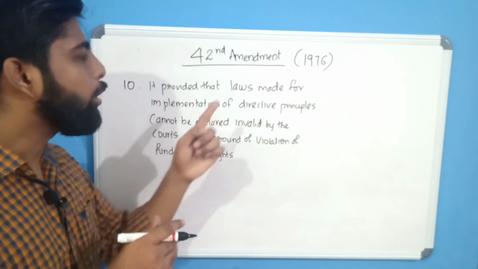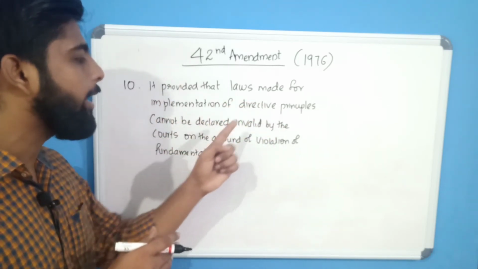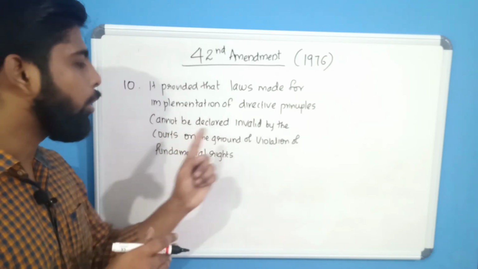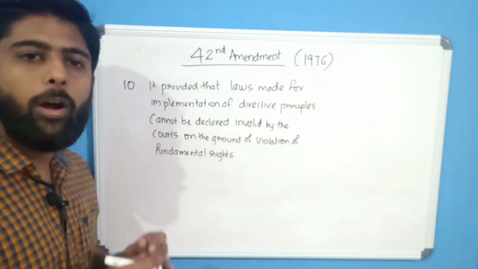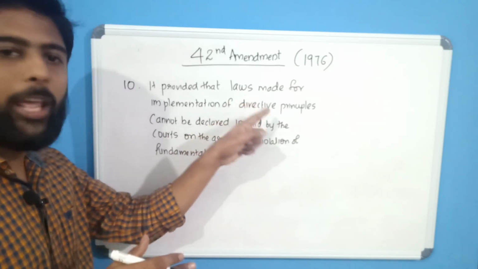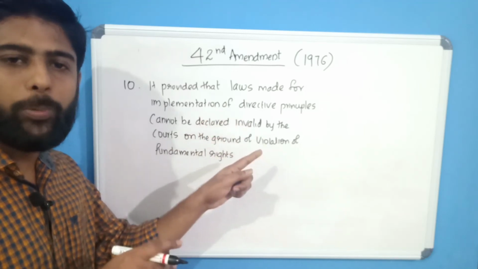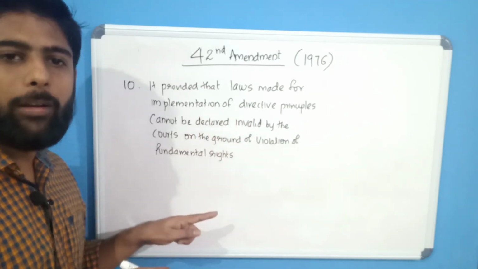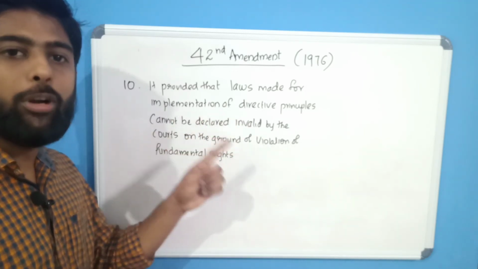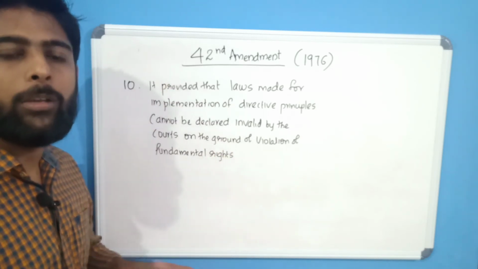It provided that laws made for implementation of directive principles cannot be declared invalid by the courts on the ground of violation of fundamental rights. What does this mean? That is, it gives directive principles primacy over fundamental rights. That is, if there is a law implementing directive principles and it violates the fundamental rights, then importance is given to directive principles rather than fundamental rights.